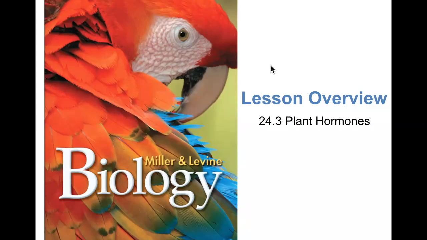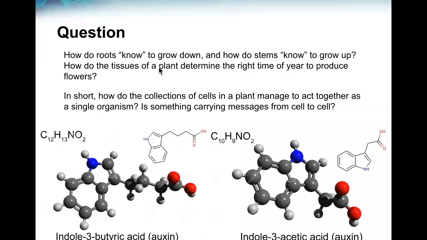Plant hormones. How do roots know to grow down, and how do stems know to grow up? How do the tissues of a plant determine the right time of year to produce flowers? In short, how do the collection of cells in a plant manage to act together as a single organism? Is something carrying messages from cell to cell?